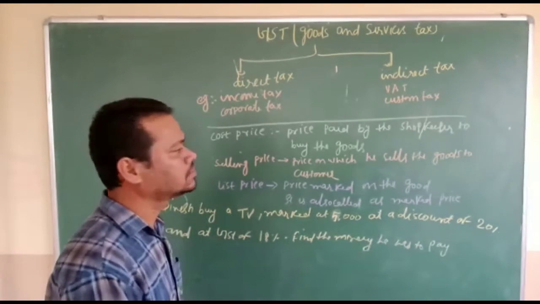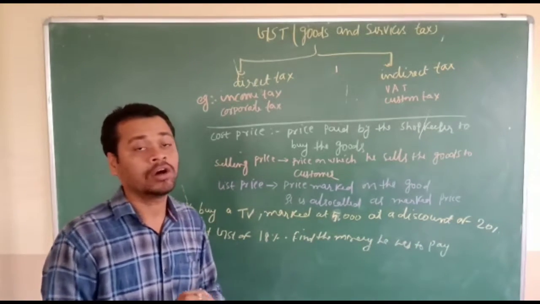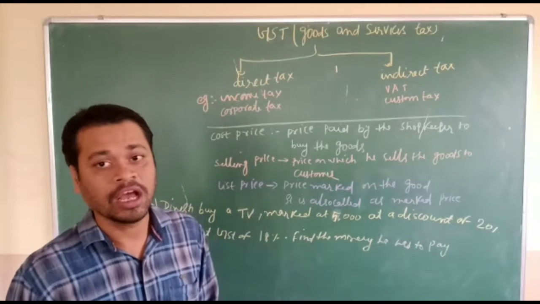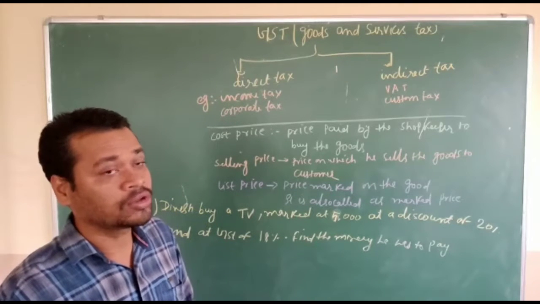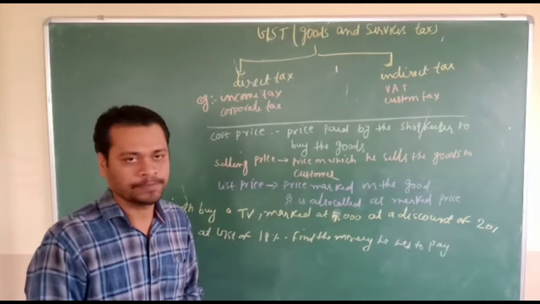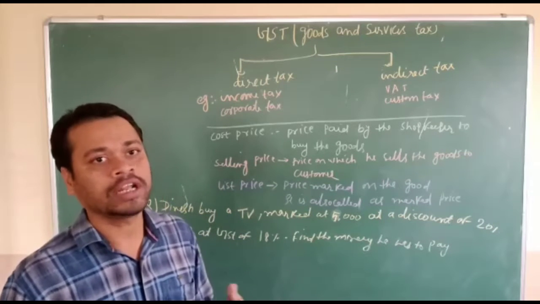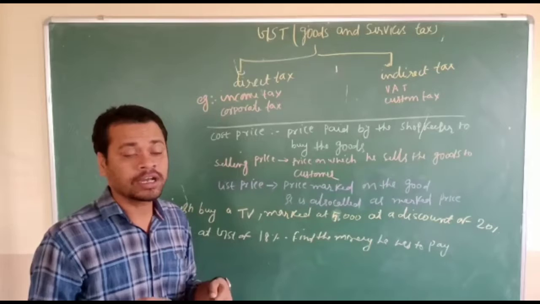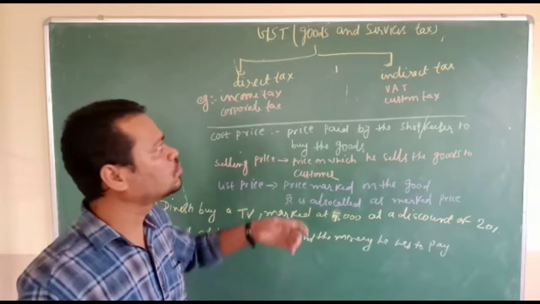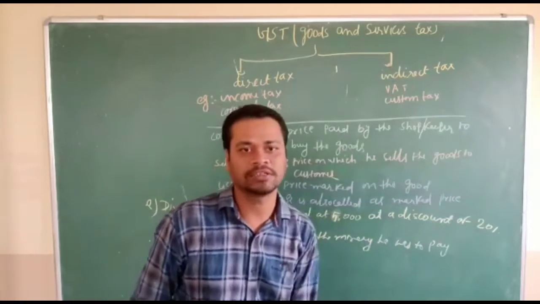Goods and Services Tax. Sometimes you will be wondering how the government collects money from us, or how the government earns money. They earn money through tax. How do they collect tax? They collect tax through a method called Goods and Services Tax.